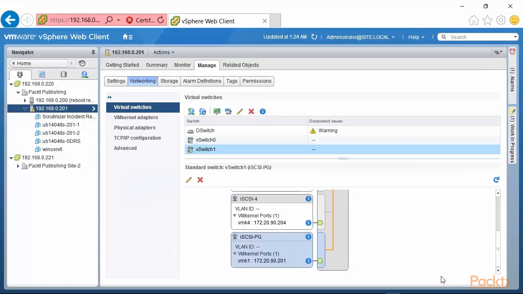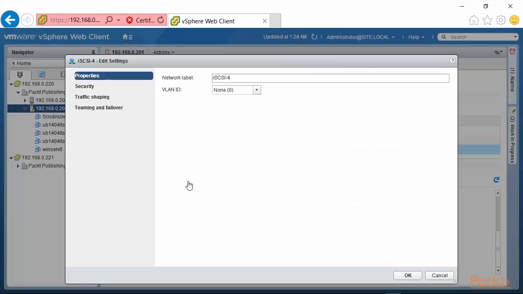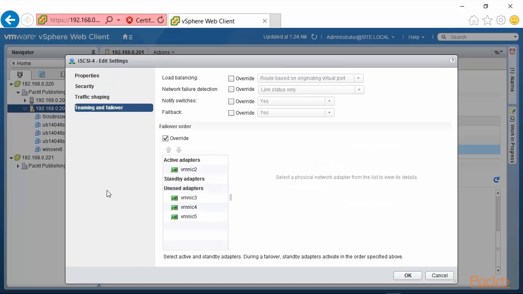So I'm going to cancel all of this. Let's look at the port group actually, and edit the other port group, and look at the teaming and failover for the VM kernel there. You can see that the active adapter is a different one. In the prior one it was VMNIC 5. Now I'm using VMNIC 2 for this, and VMNIC 5 for this is basically unused.